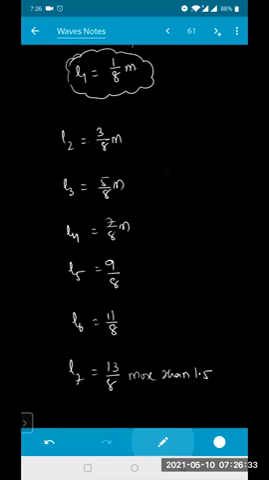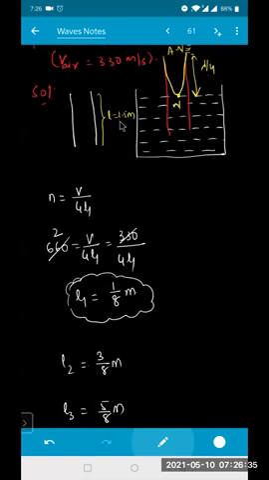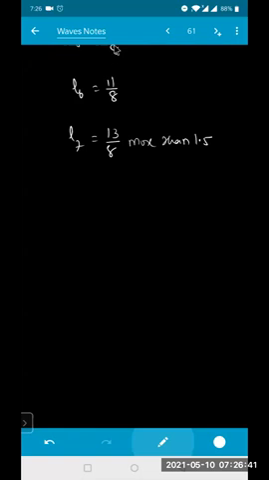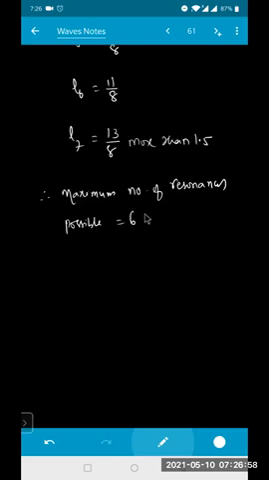13/8, but our length of the tube is given as 1.5 only. So I can take only the frequencies which are possible in this length. So how many maximum number of resonances can be possible here, beta? 6. Therefore, the maximum number of resonances possible is equal to 6.